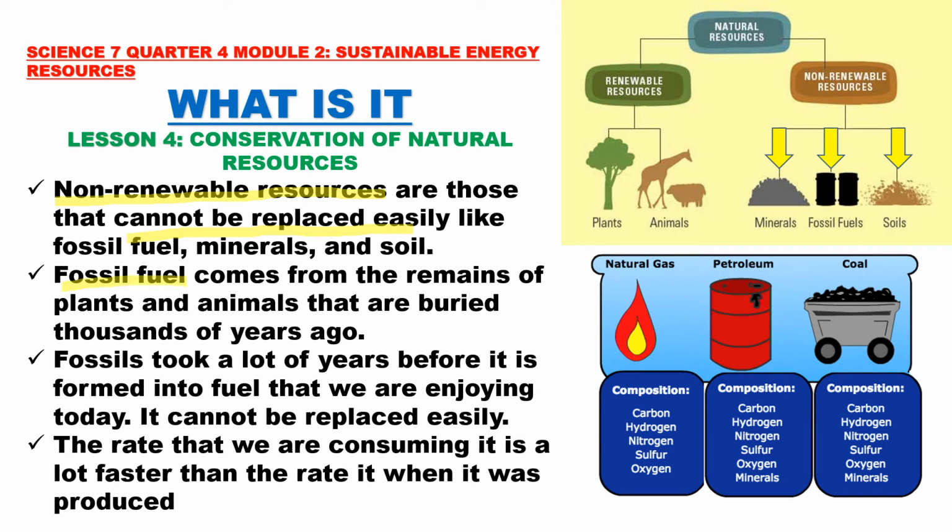Fossil fuel comes from the remains of plants and animals that were buried thousands of years ago. A fossil fuel is formed by natural processes such as anaerobic decomposition of buried dead organisms containing organic molecules originating in ancient photosynthesis that release energy in combustion. Fossil fuels took a lot of years before they were formed into the fuel that we are enjoying today. It cannot be replaced easily. The rate that we are consuming it is a lot faster than the rate when it was produced.